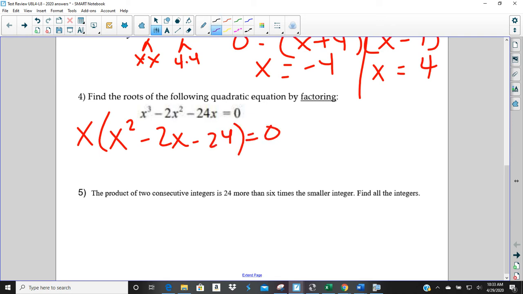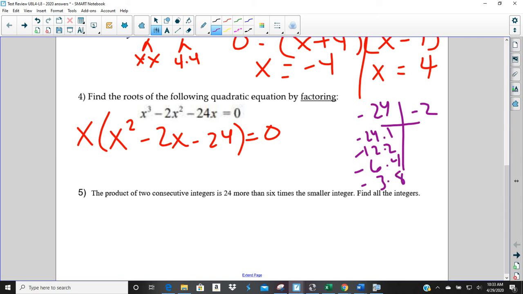So now I'm going to make my factor table. I'm going to find the factors of negative 24 that, when added together, give me negative 2. There are a lot of factors of negative 24. There's negative 24 times 1. I'm not going to worry about going flip-flop. There's negative 12 times 2. There's negative 6 times 4. And there's negative 3 times 8. Okay, so there's a lot.